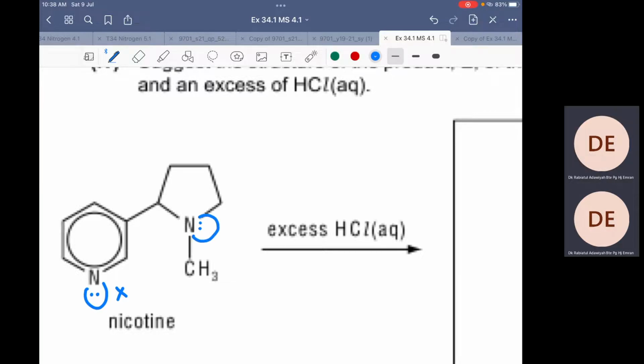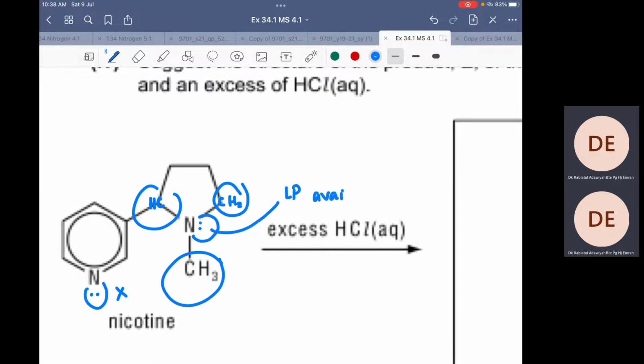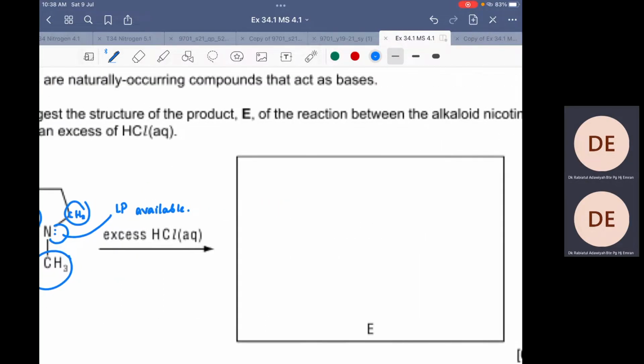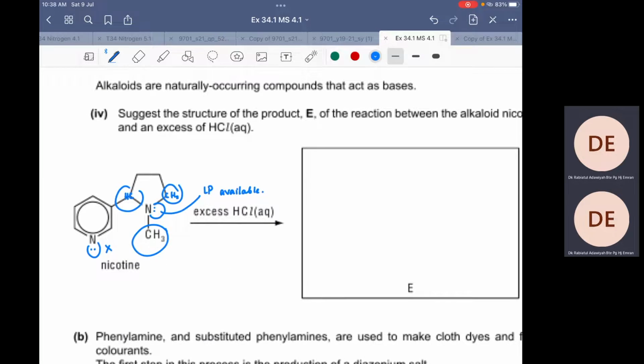It is attached to CH3. It is attached to a CH2 group here and a CH with other groups attached to it. But we know that they are all alkyl groups. Okay, so alkyl groups push electron density, making this lone pair become available. Okay, now excess HCl, what would the product be?